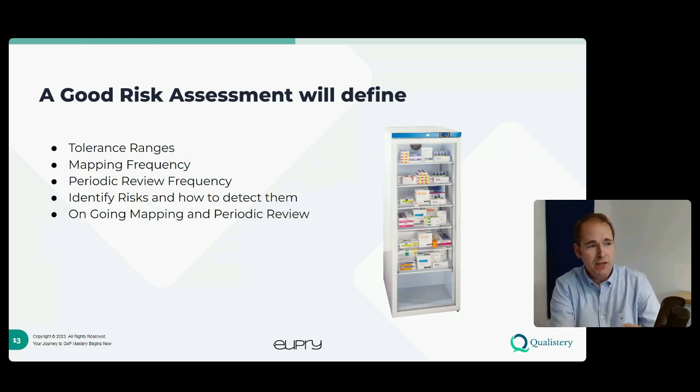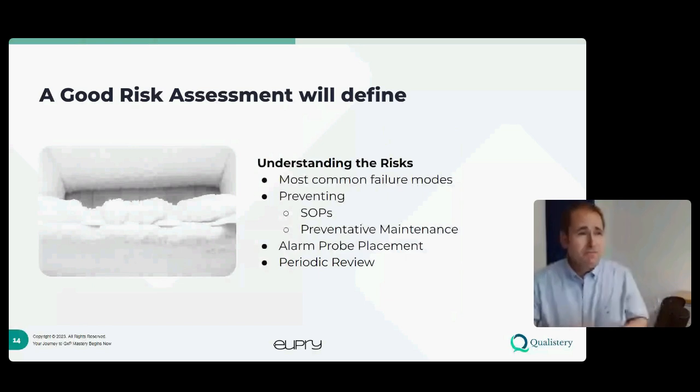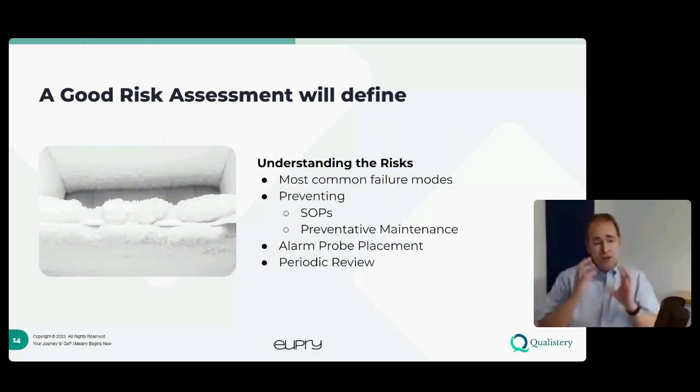But then we can start looking at things like ongoing mapping, so the frequency of that, and periodic review as well. And it's really periodic review that's going to give us a lot of good data. So periodic review is going to help us understand what status that unit is in at the moment. So we start off with our risk assessment at the very front end, and that's going to give us the most common failure modes. So we'll assess things like, is there an issue with potential ice buildup in a freezer?